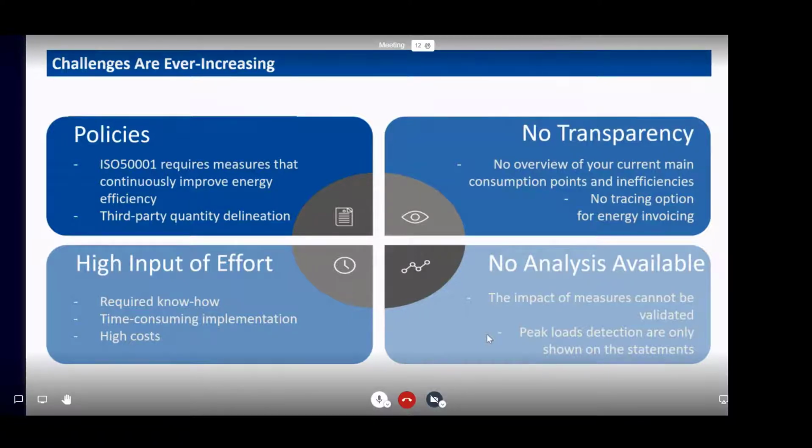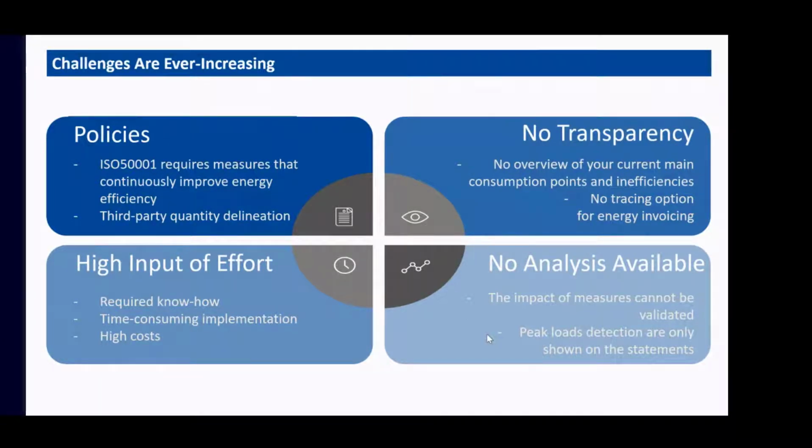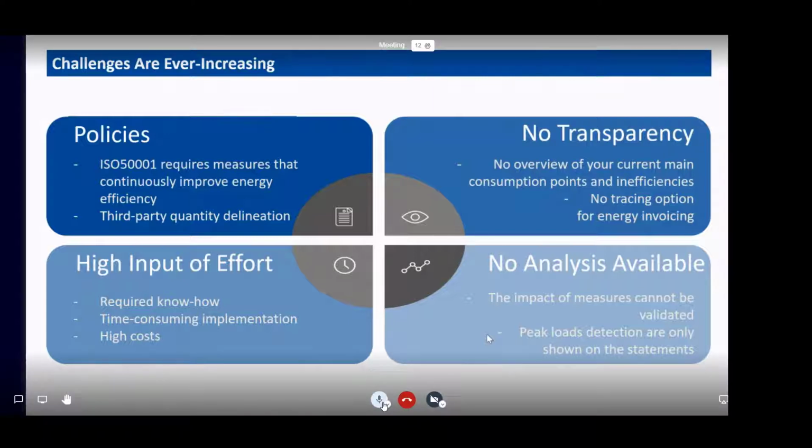And so SMBs oftentimes don't even know their main consumption points, their inefficiencies, and oftentimes even the energy invoices are not really comprehensible for these businesses. Another challenge is that they are not able to measure the impact of energy saving measures. So what was the energy consumption before and after taking such an energy saving measure? And peak loads can oftentimes neither be tracked nor be avoided. And all these challenges are quite expensive if not addressed correctly.